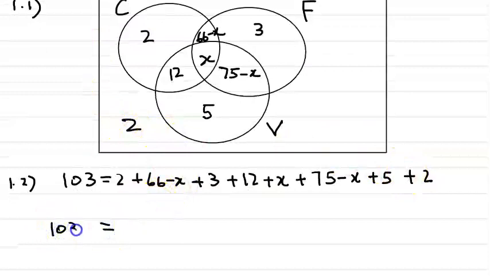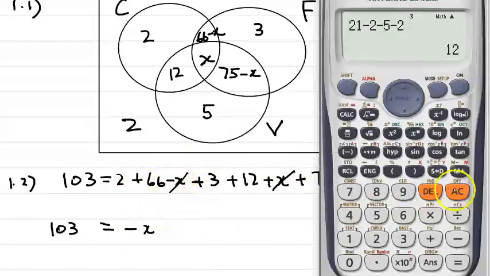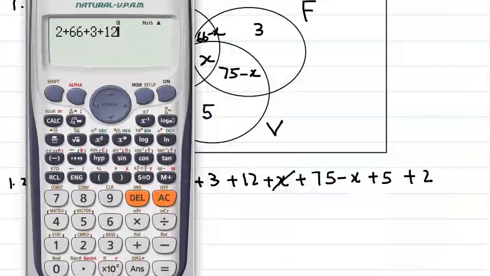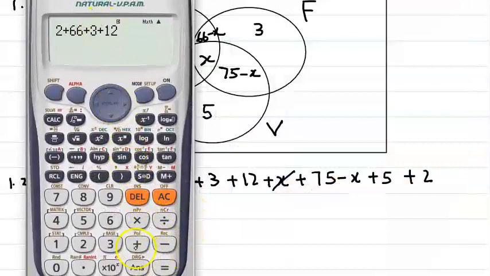So we now solve for x. Remember that negative x and positive x cancel off, it's equal to 0. So we're going to be left with minus x. We're going to add up all these values. So we got 2 plus 66 plus 3 plus 12 plus 75 plus 5 plus 2. And that's equal to 165.